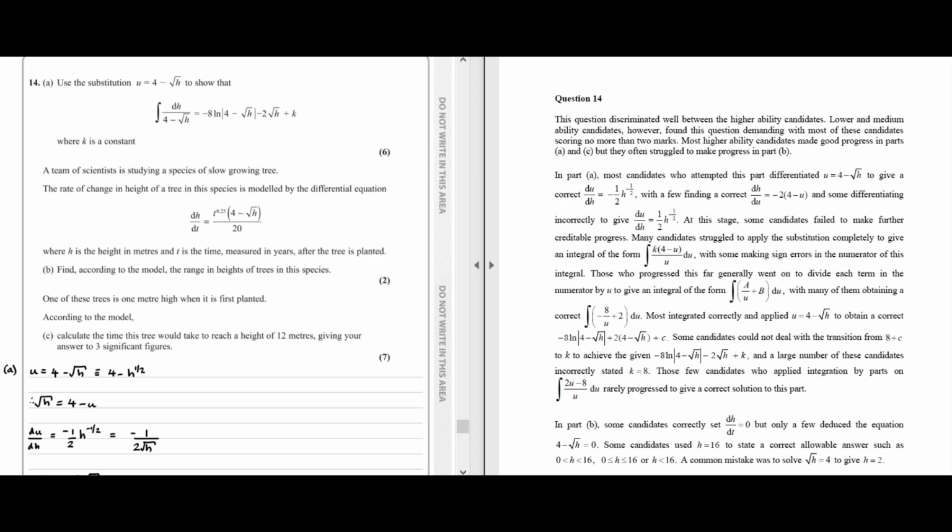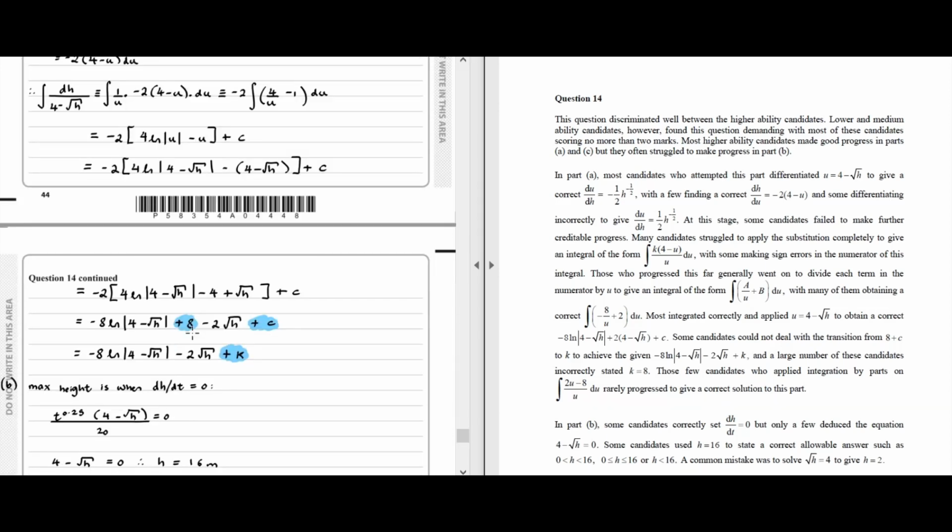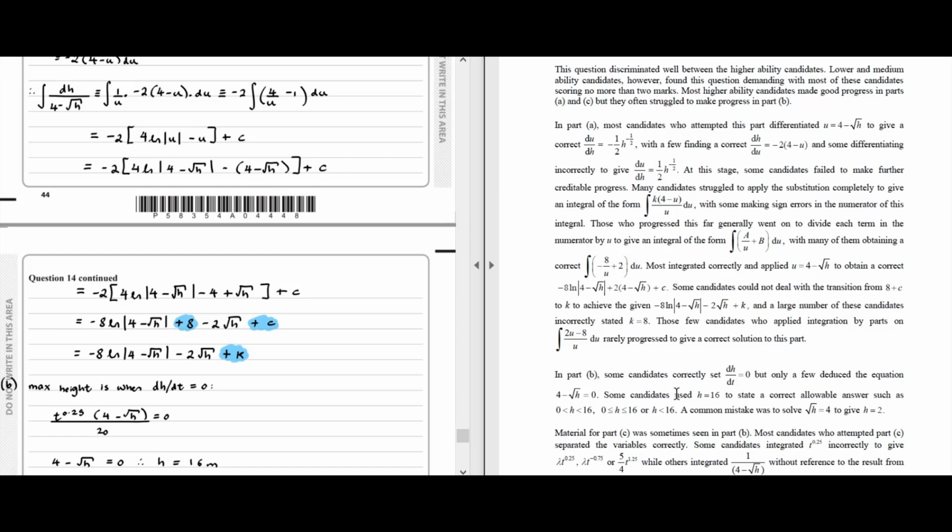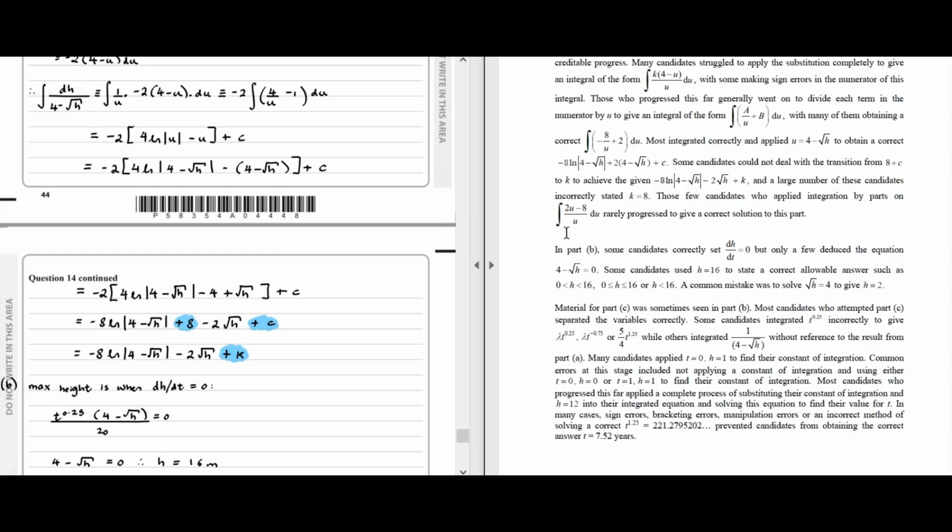Either way, once you integrate correctly, you can substitute back into your solution to find the integral in terms of h. There were a large number of candidates who incorrectly stated that k equals 8. Remember, we had a couple of constants which when we combine them give k. So we had this constant c plus the constant 8 gives the constant k. Some people used integration by parts on this integral over here, and then from that they didn't progress far.